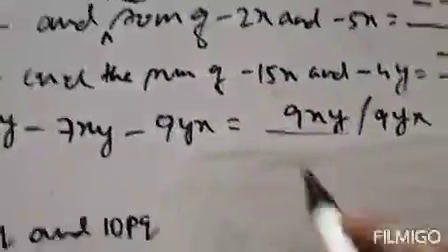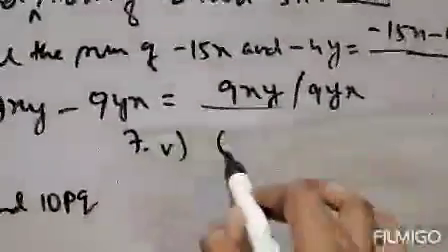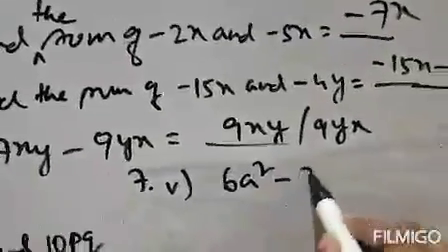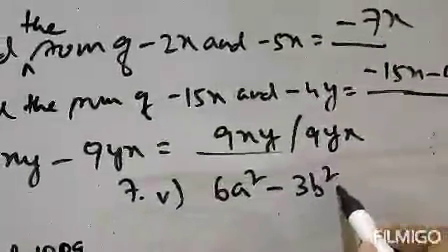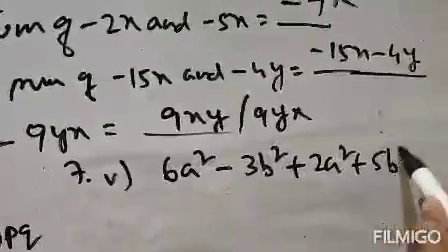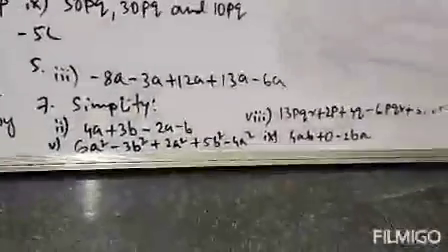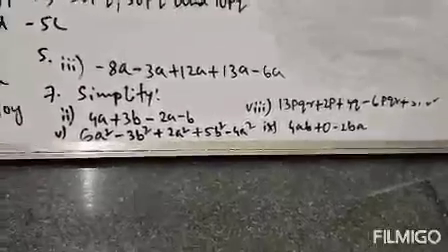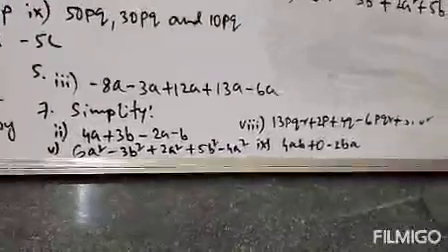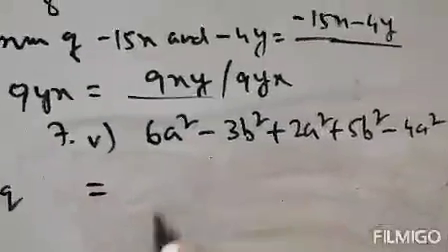Next, question number 5. Question number 5 is 6a² − 3b² + 2a² + 5b² − 4a². So the question is 6a² minus 3b² plus 2a² plus 5b² minus 4a². Now here also we will arrange the terms properly according to coefficient.